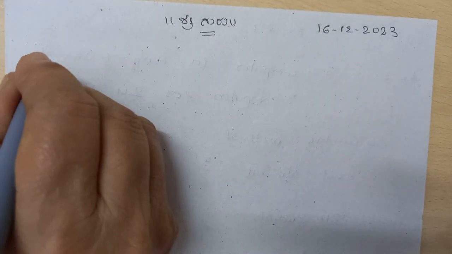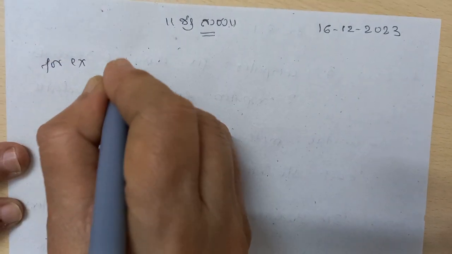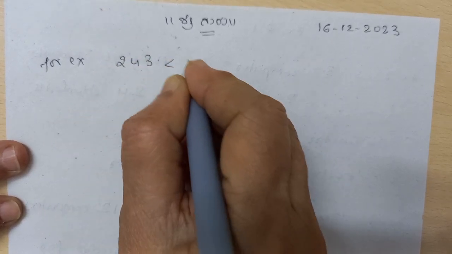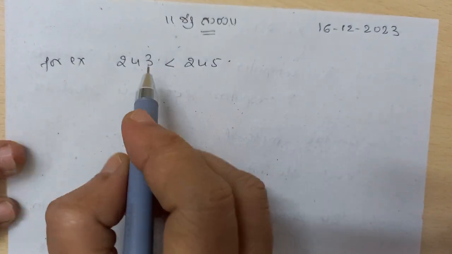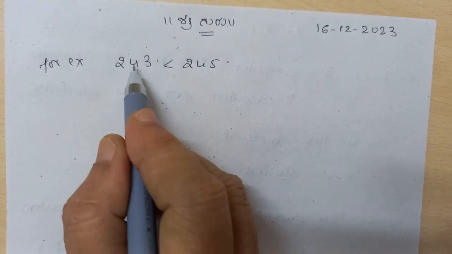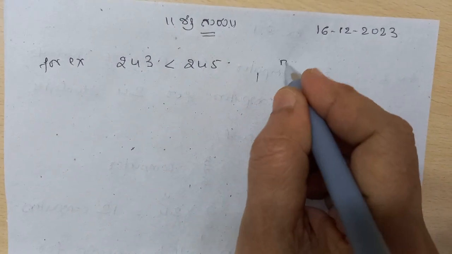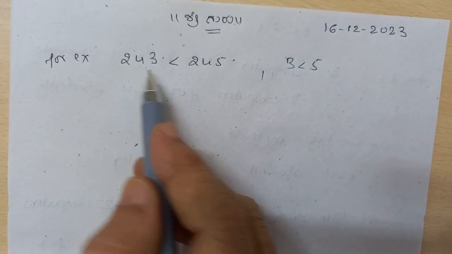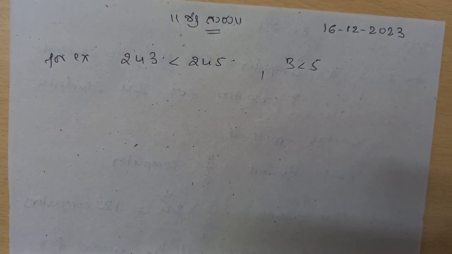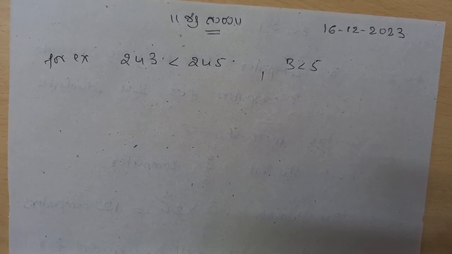in our earlier classes. Whole numbers are compared by the place values of each digit. For example, 243 is less than 245 because in the hundreds place 2 is there, in the tens place 4 is there, but in the units place 3 and 5 are there, and 3 is less than 5. Therefore, 243 is less than 245. And fractions are compared by converting them to equivalent fractions, that is by making denominators equal.